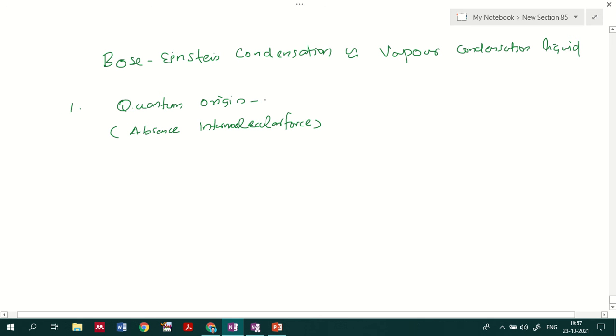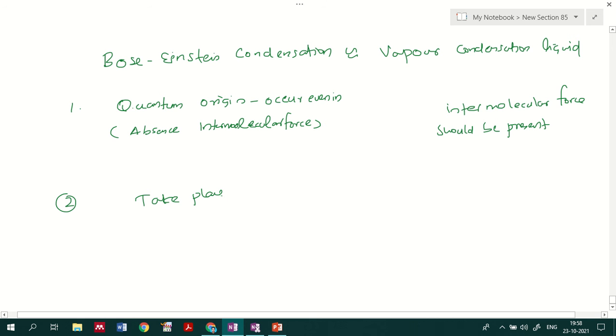Quantum origin, and it can occur even in the absence of intermolecular force. But for a vapor condensation of a liquid, what should it have? It should have intermolecular force. So in order for vapor condensation to occur, that intermolecular force should be present.